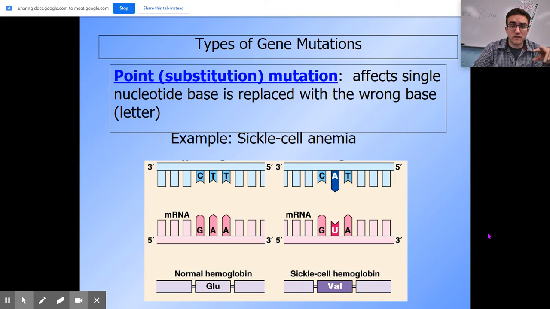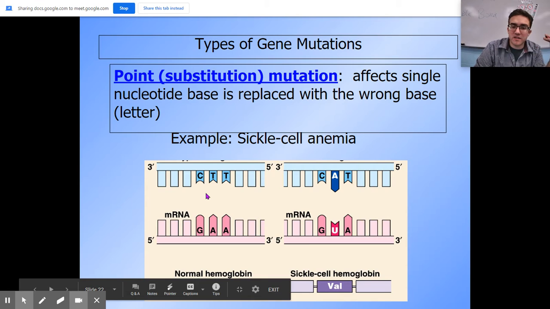So let's talk about gene mutations. Gene mutations fall into 2 categories. There's either point mutations, or we call them substitution mutations, or frame shift mutations. So we're first going to talk about point mutations or substitution mutations. Substitution mutations are just when one nucleotide gets replaced with another. One nucleotide gets substituted for another.